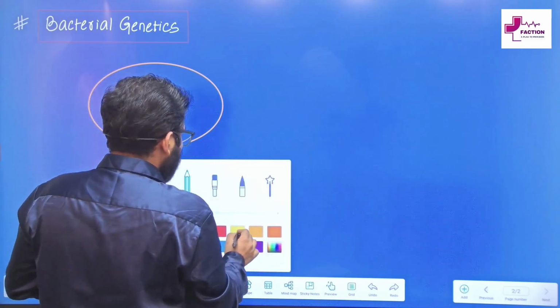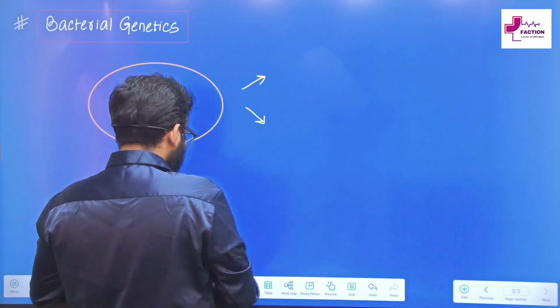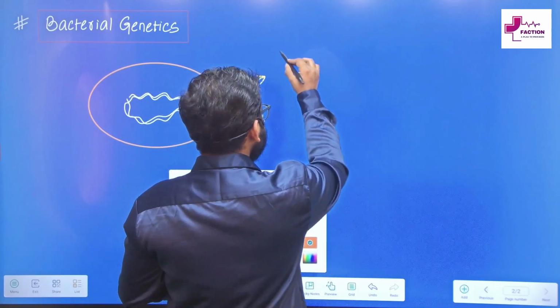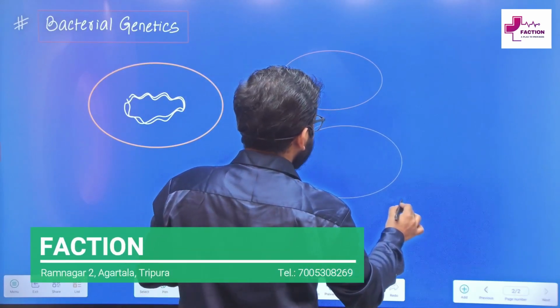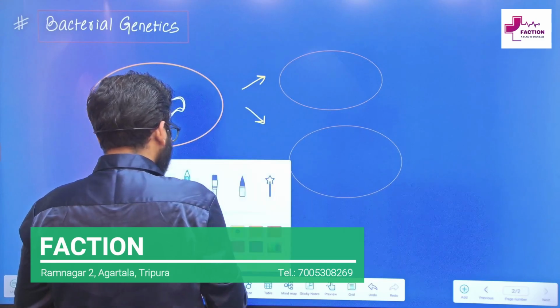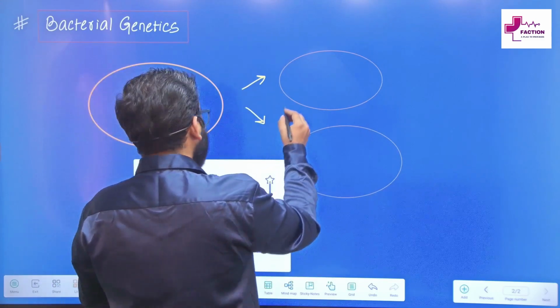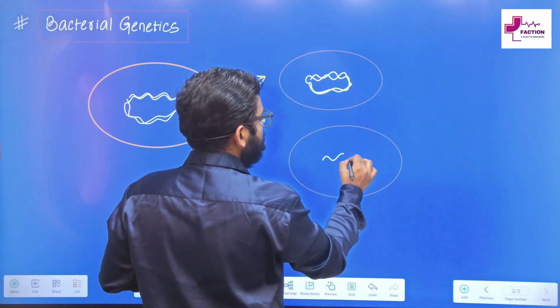When bacteria divide, they simply produce two daughter cells. This process is known as fission. And prior to this process, they replicate their DNA.